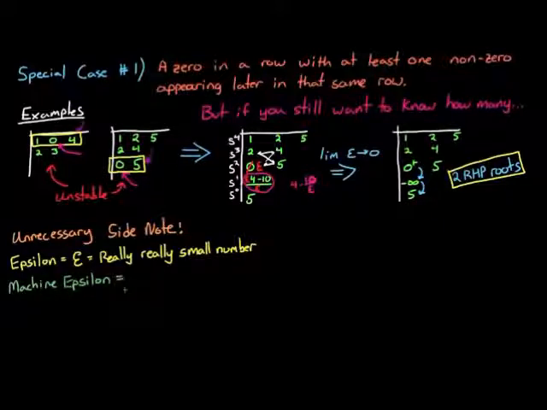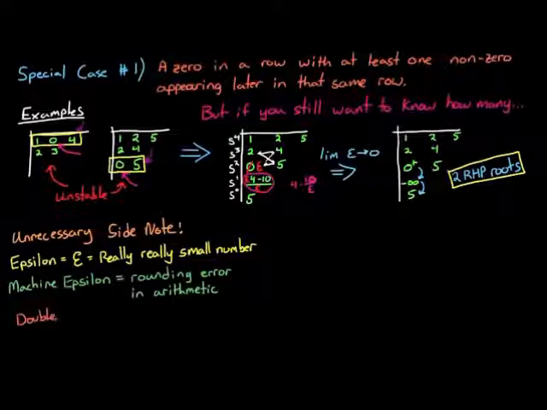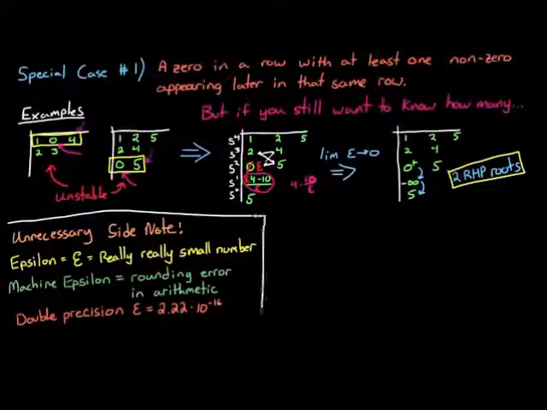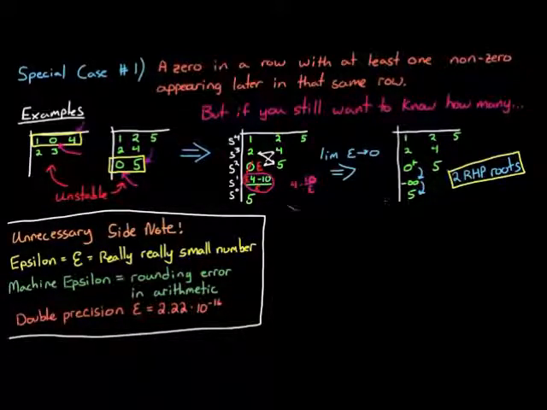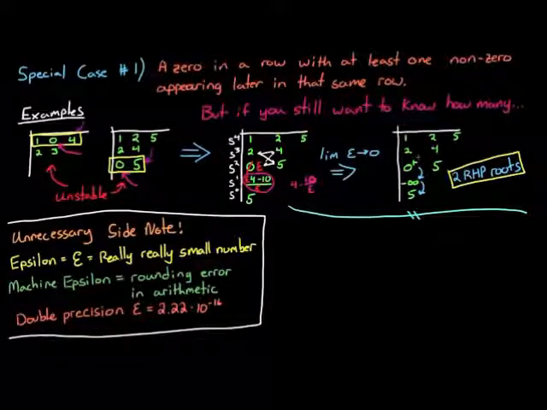In computing, where numbers are represented digitally, machine epsilon refers to the rounding error in floating point arithmetic, and therefore the smallest number that can be represented on a computer before being wholly consumed by rounding error. For double precision arithmetic, which many computers run with, the machine epsilon is 2.22 times 10 to the minus 16th, so that's a pretty small number. Okay, let me show you just one more example of this.